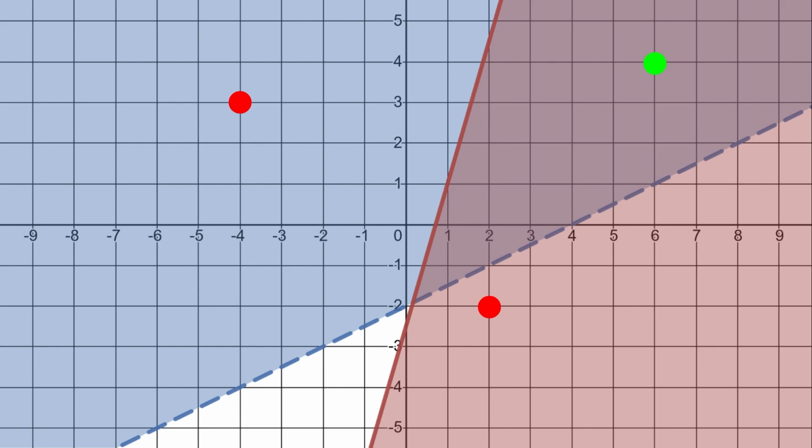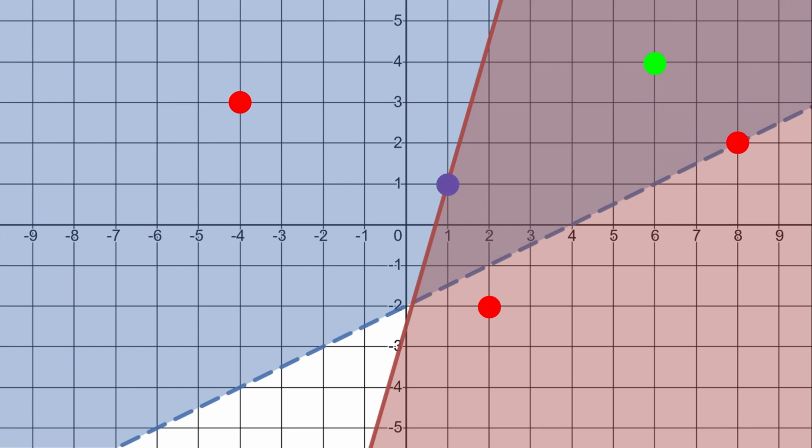Here's a tough one for you. Is (8, 2) a solution to the system? It's definitely in the red area, but it's right on the edge of the blue area, so does it count? No, because the blue line is dashed. Dashed lines are not part of their solutions.